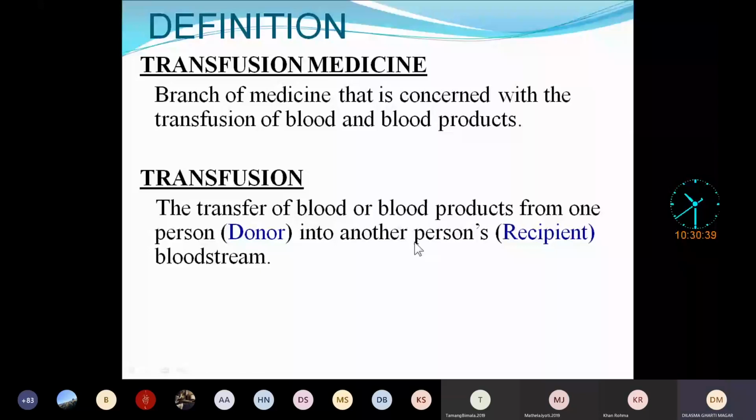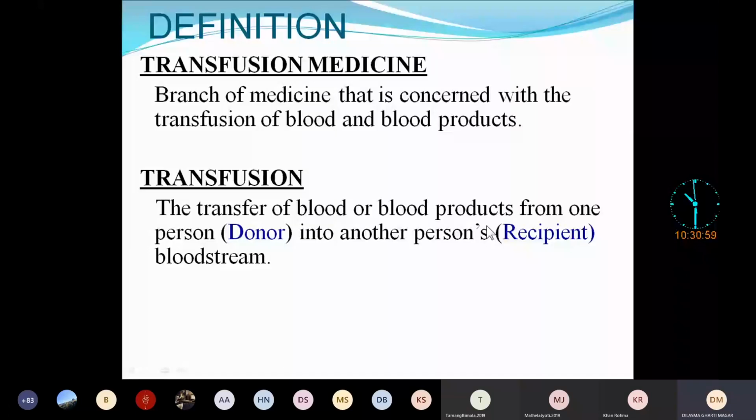Understood here? So transfusion means the transfer of the blood and the blood products from one person to another person's bloodstream. Means the donor will give the blood and the recipient will receive the blood. That is known as a transfusion.